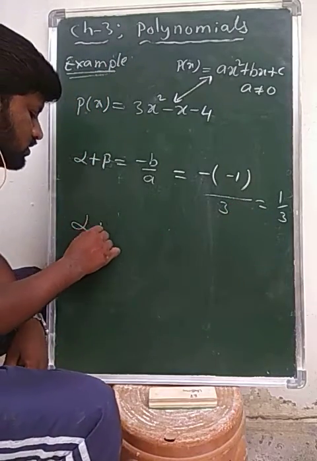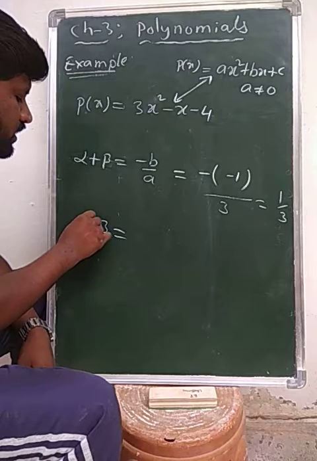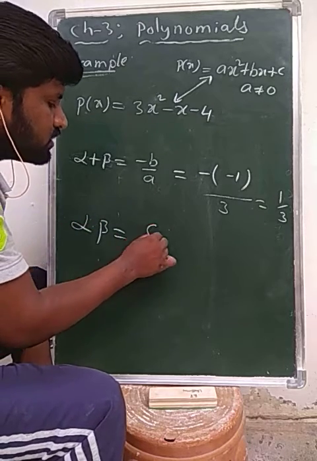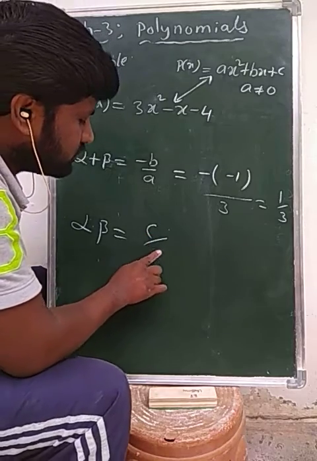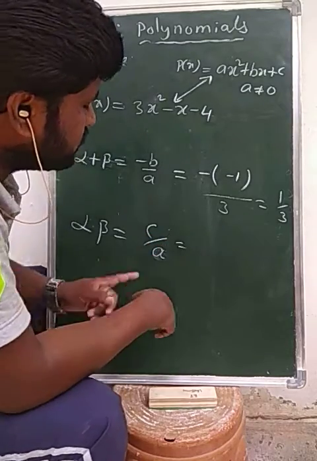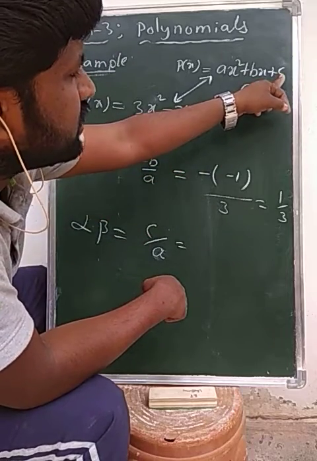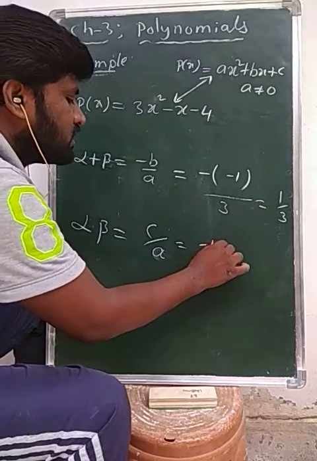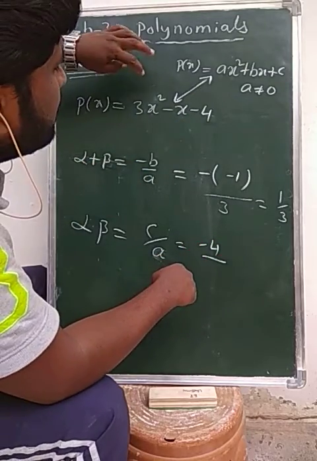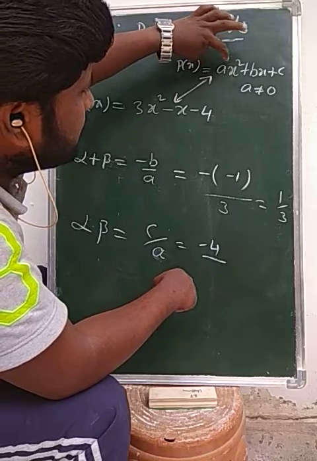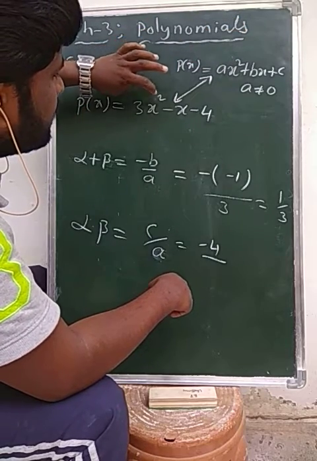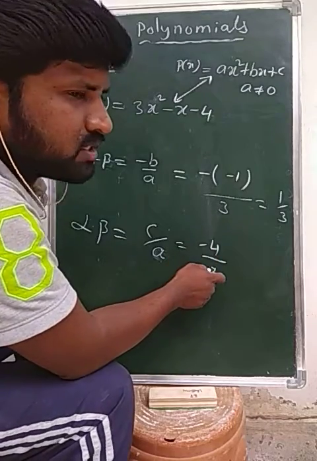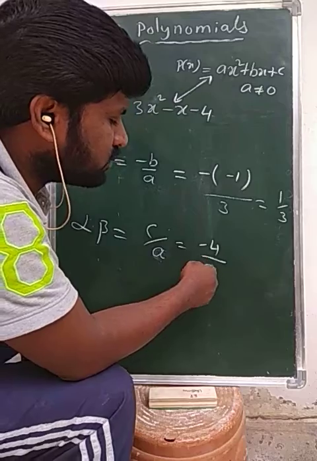And the product of zeros, alpha beta, is c by a, where c is the constant term. What is the constant term here? The constant term is minus 4, divided by a, the coefficient of x square, which is 3. So the product of zeros is minus 4 by 3. Just now we also got minus 4 by 3 only.